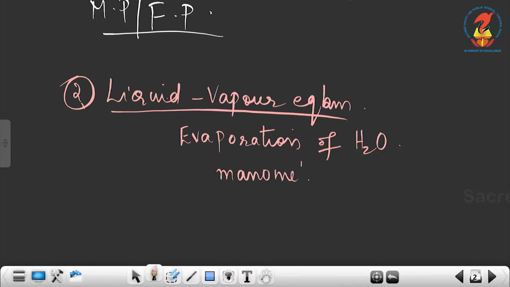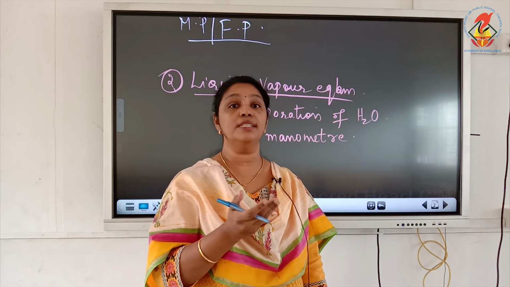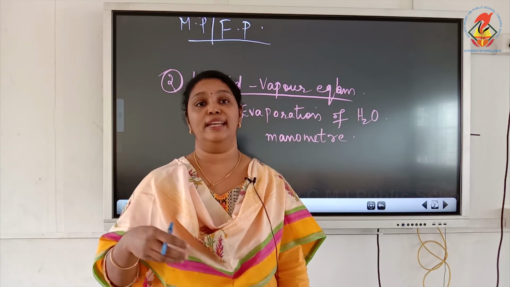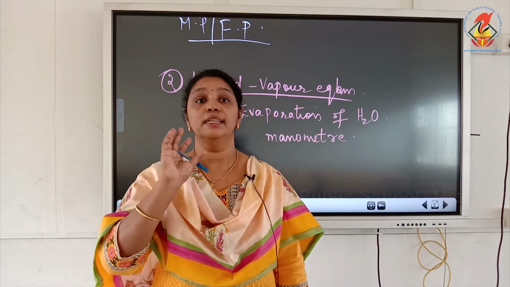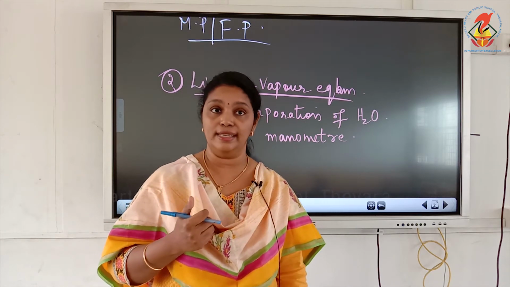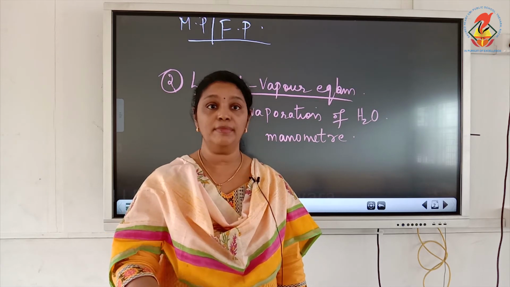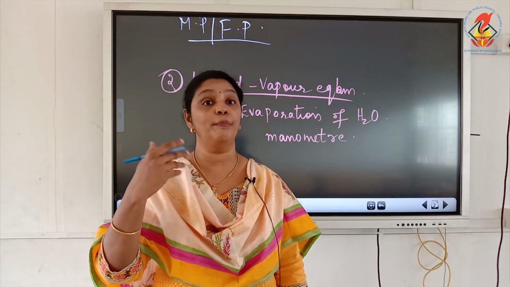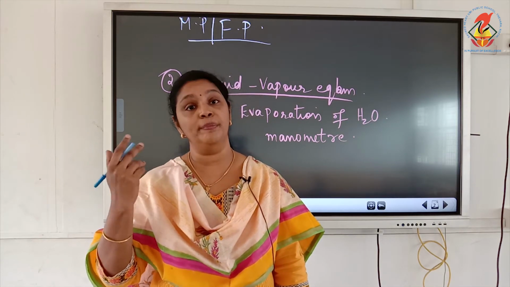Manometer is an instrument used to measure the pressure, the vapor pressure. Manometer is attached to this closed vessel, and this manometer contains mercury inside it. Now, we have taken the liquid water in the closed container. You can see after some time, it is a closed container. So, after some time the liquid water evaporates and changes into vapor state.